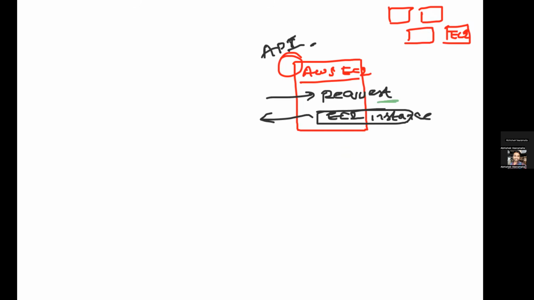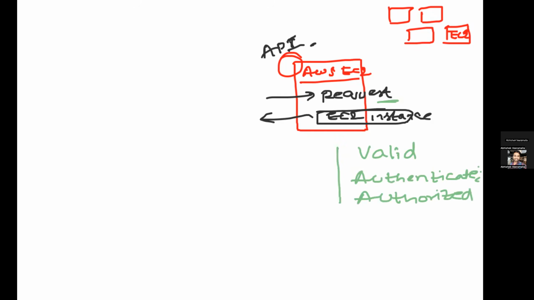One is the request that you are making should be valid. Valid means following all the standards this EC2 API is expecting, and then it should be authenticated. What is authenticated? The user who is making the request should have access to AWS, and then authorized. Sometimes as a user you might have access to AWS, but you are not authorized to create an EC2 instance. So all these three criteria have to be matched. The request that the user is sending has to be valid, then he has to be authenticated, and he has to be authorized.